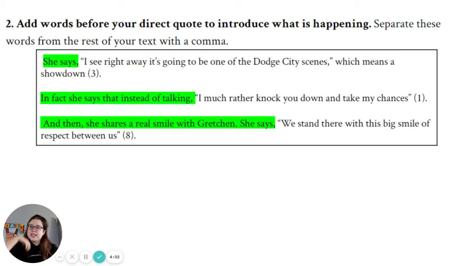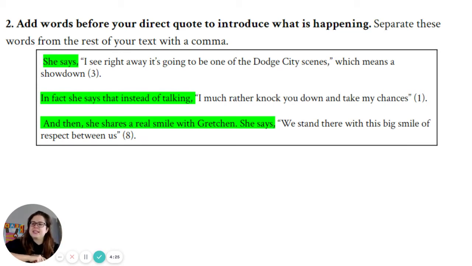Okay, so for example, take a look. This one says, she says, comma, quotation, I see right away it's going to be one of those Dodge City scenes, quotation. Notice how the writer of this sentence included a "she says" to give a little bit more context to the quote.